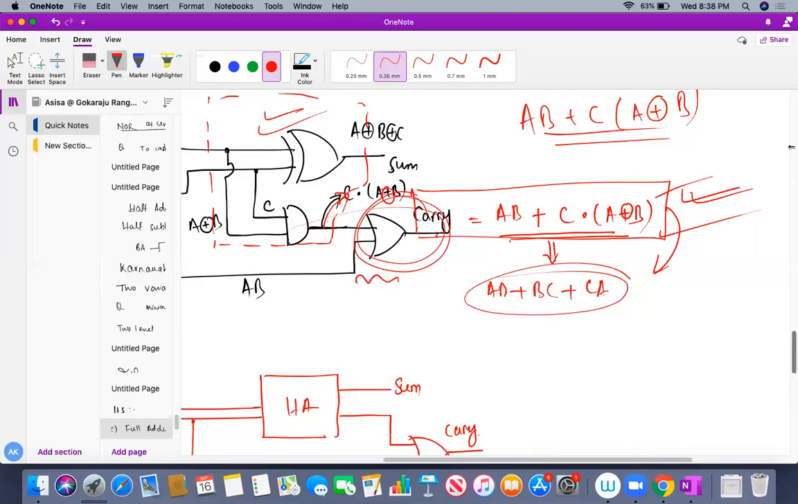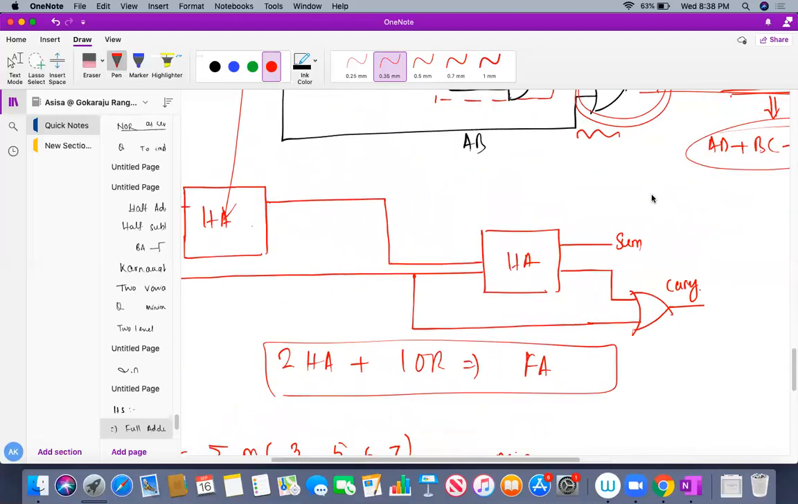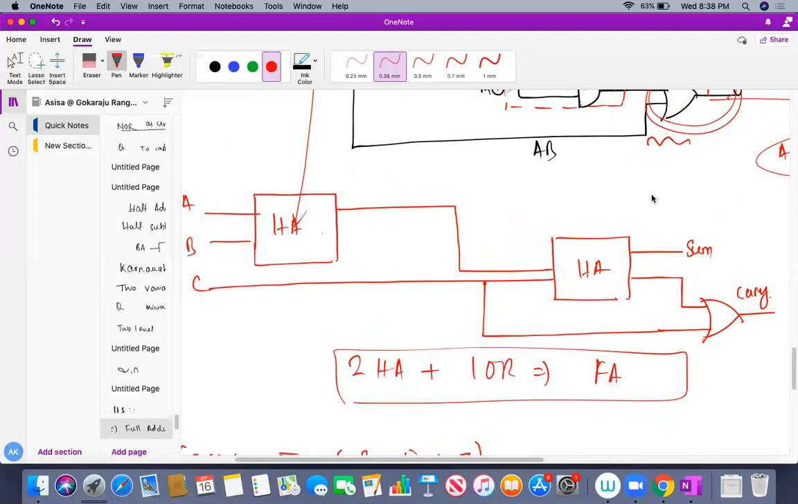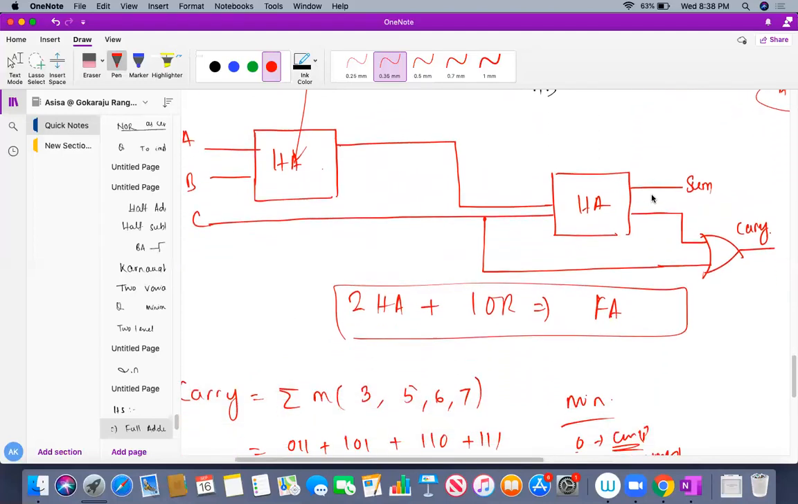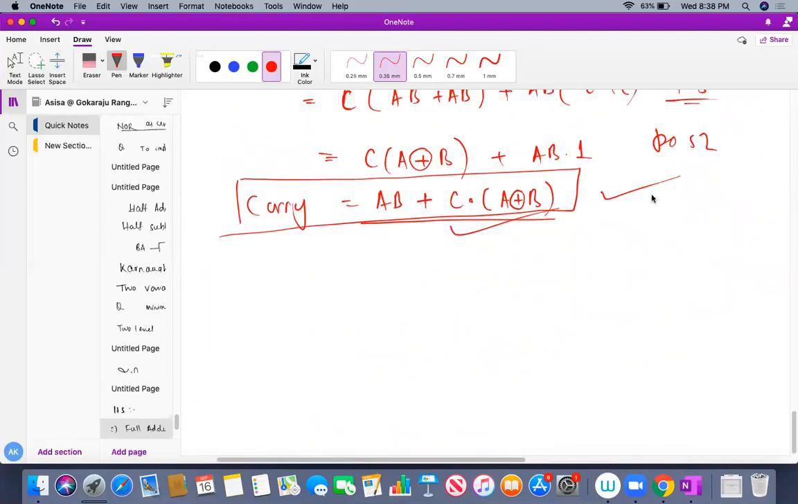So what we have studied till now from the full adder, we have studied that a full adder can also be designed using 2 half adders and 1 OR gate. Okay, and I have proved this also, how the carry function is actually. So a full adder requires 2 half adders and 1 OR gate to design. Okay, so now we'll move to some of the important questions of the full adder.